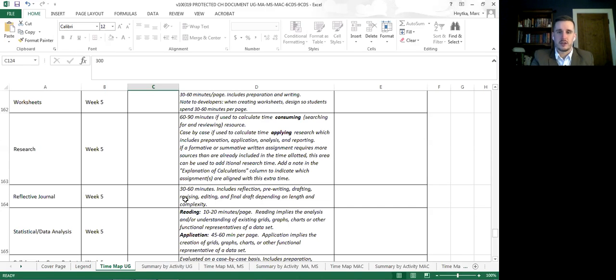And those are graded at 30 to 60 minutes per reflective journal based on length and based somewhat on the complexity of the instrument.